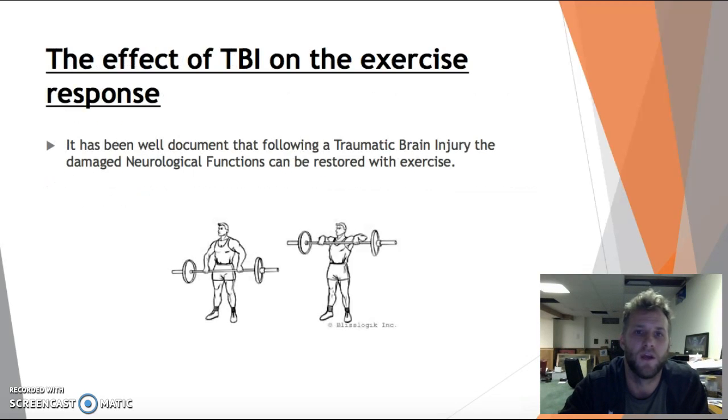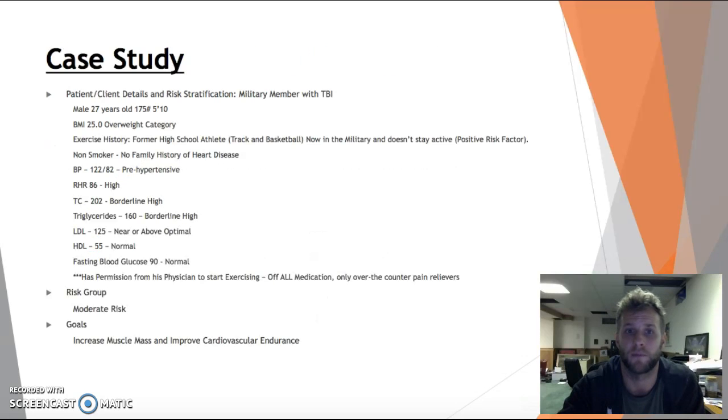So for exercise, TBI on exercise. It's been well documented that TBI is an injury that damaged the neurological functions of the brain, and those damaged neurological functions can be restored by exercising. It kind of helps those muscles and your brain put together those neurological pathways and those neuromuscular pathways to help your brain recover and get back to where you were.